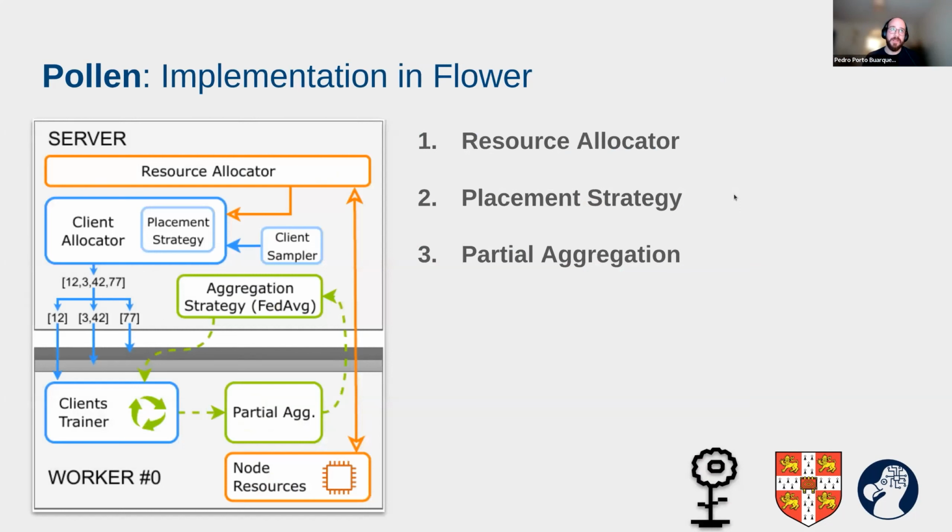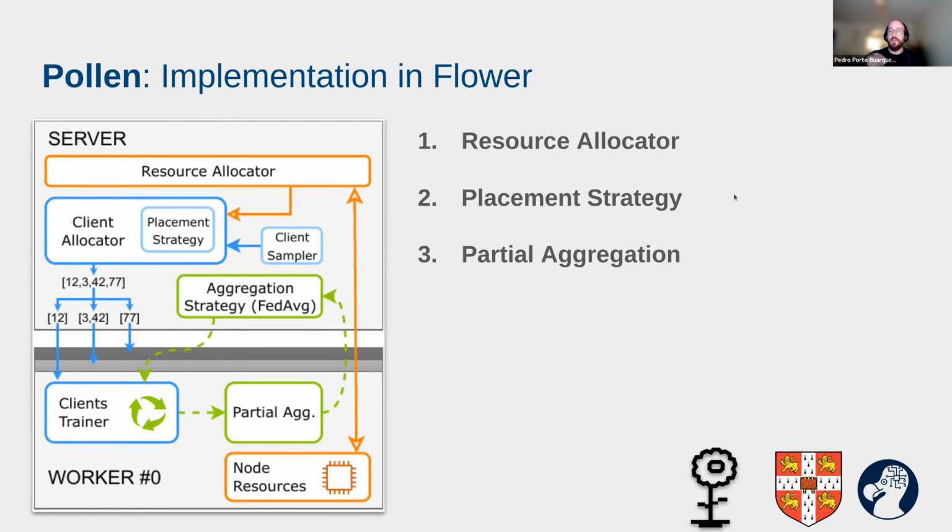Here's the implementation that we do. We call it Pollen, kind of related with Flower. And obviously we use Flower because we all know how to use it. It's very easy to use, it's very easy to modify. So we simply create new models that can be easily integrated with the framework. And the main ones that we created here are the resource allocator, the placement strategy, and the partial aggregation.